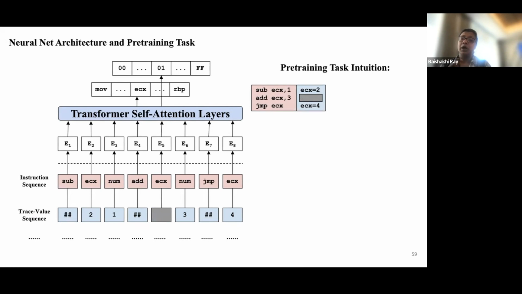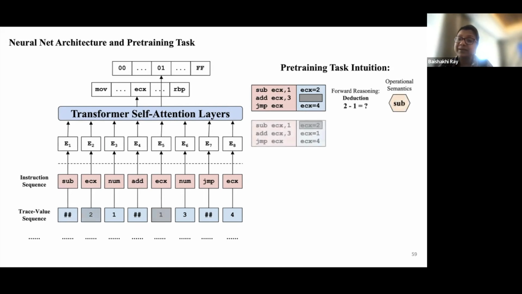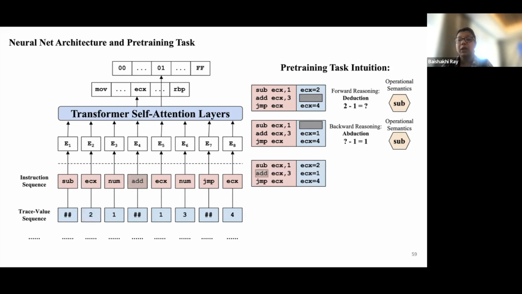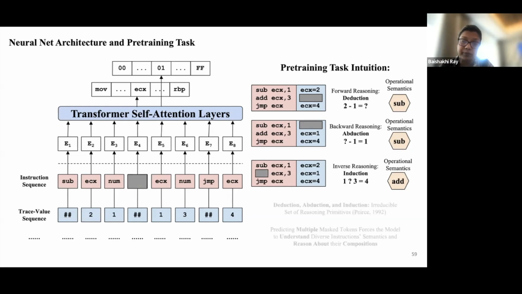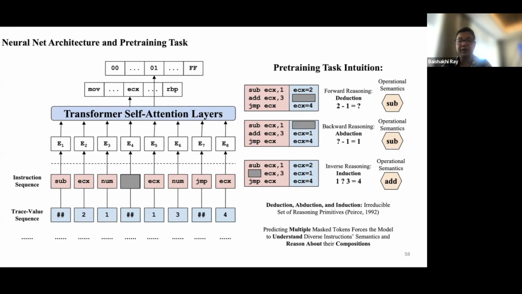We also design our masking in a more intelligent way, where we are basically teaching the model what kind of operations each instruction is doing. Like if it is 2 minus 1 and we are asking to predict the value, we are teaching the model the subtraction operation, on both the right-hand side and the left-hand side. We are also slowly teaching the model multiple kinds of operations and increasing the difficulty.